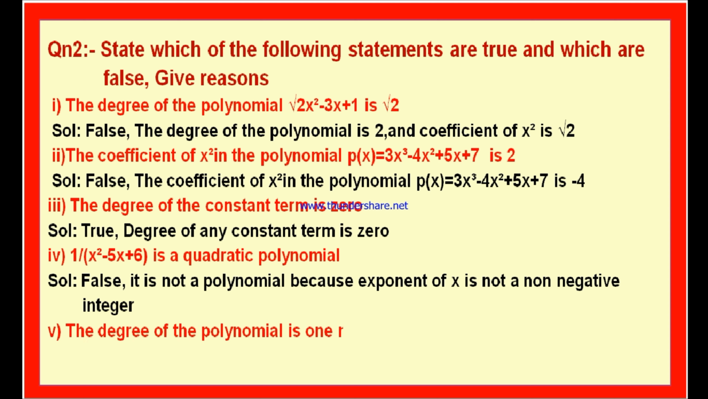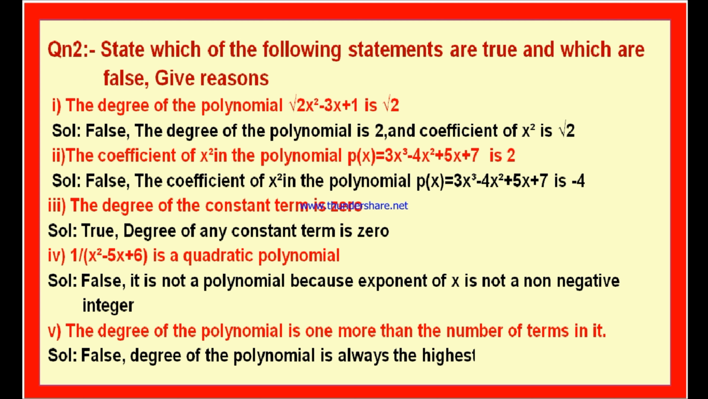Fifth bit. The degree of the polynomial is 1 more than the number of terms in it. Here please keep in mind, the number of terms is always different from the degree. Degree means the highest exponent of the variable. It is different from the number of terms in the polynomial. There may be any number of terms in a polynomial. Then the solution is the given statement is false, because the degree of the polynomial is always the highest exponent of the variable.